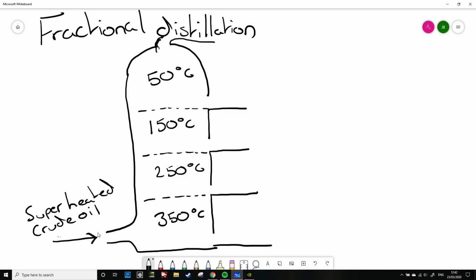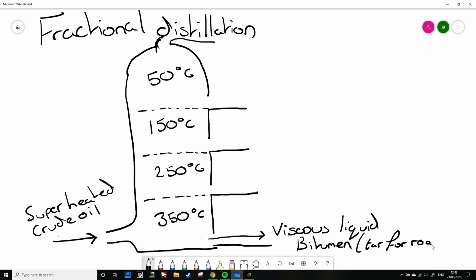So what happens is superheated crude oil comes in, and if even at 350 degrees in this chamber here, it turns into a liquid, it will settle at the bottom and it will run off. So this will be a very viscous, and by viscous I mean quite gloopy, thick like syrup, liquid. Down the bottom is generally what we call bitumen, and it is tar for roads. It's got a very high boiling point, and it's got a long chain, but I'll go into the chain length in a moment.